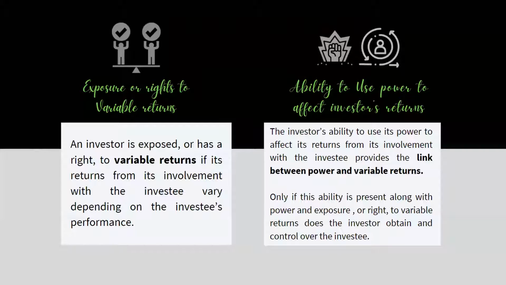It means that an investor controls an investee not only if she or he has power and exposure to its returns, but also the ability to use its power to affect its returns. Only if this ability is present along with power and exposure or right to variable returns does the investor obtain control over the investee.